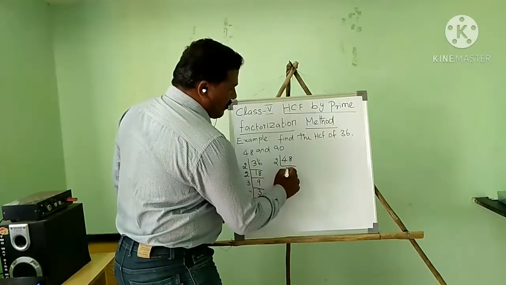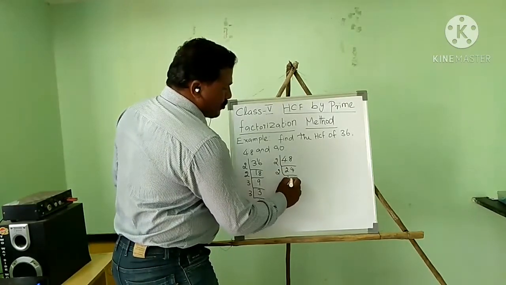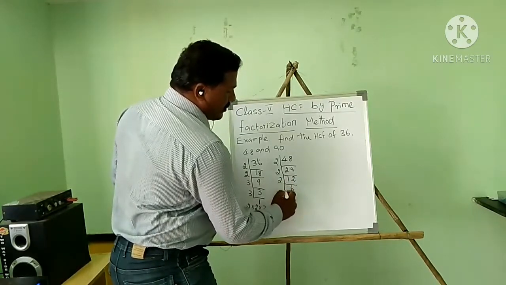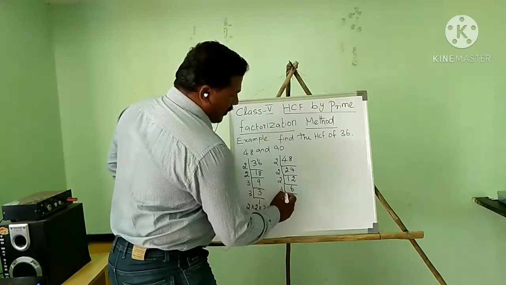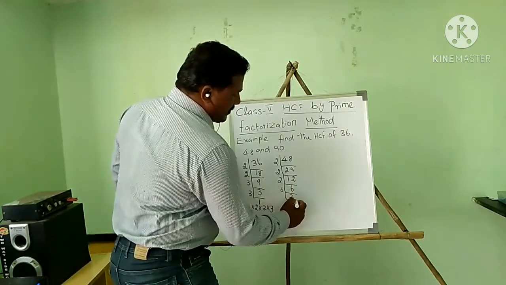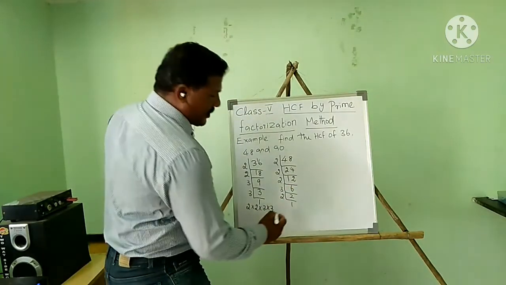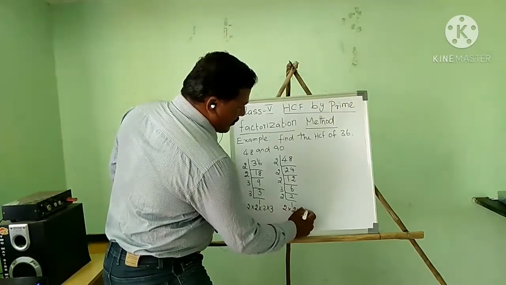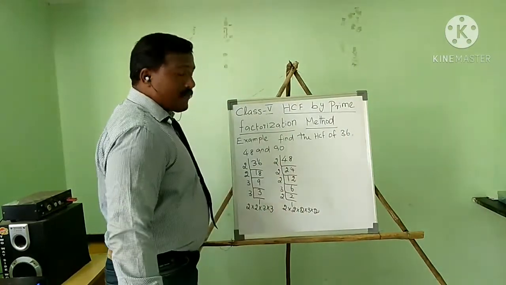So 2 2's are 4, 4 2's are 8. Okay. So 1 2 is 2, 2 2's are 4. Okay. 6 2's are 12. 3 2's are 6. 2 1 is 2. Okay, so these are 2 into 2 into 2 into 3 into 2. These all are factors of 48.